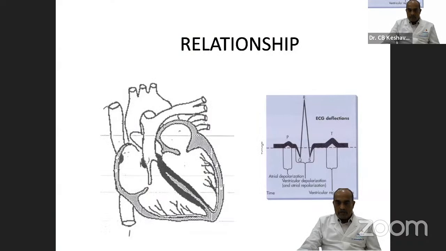Here you see a correlation between what I was talking about now. The P wave indicates atrial depolarization. The QRS complex indicates ventricular depolarization. Then the ST segment and the T wave indicate ventricular repolarization. So that is how it is correlated on the surface ECG.